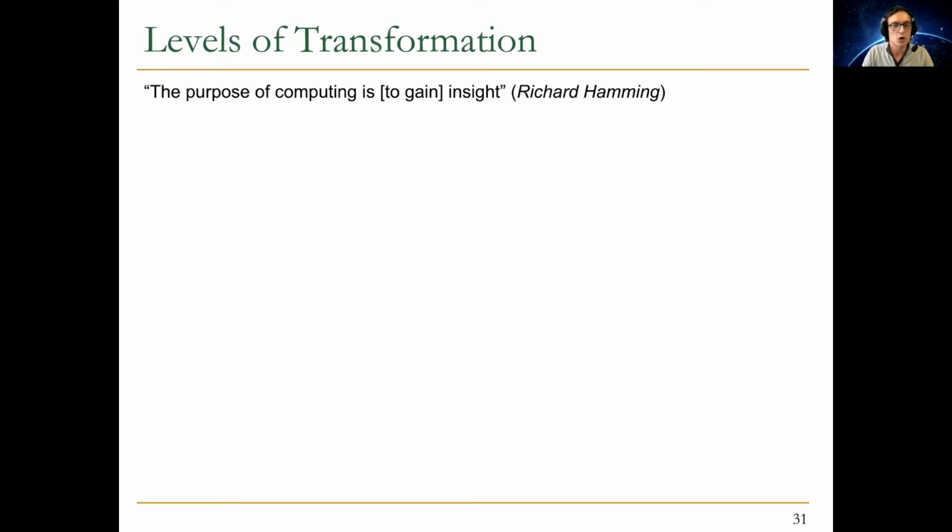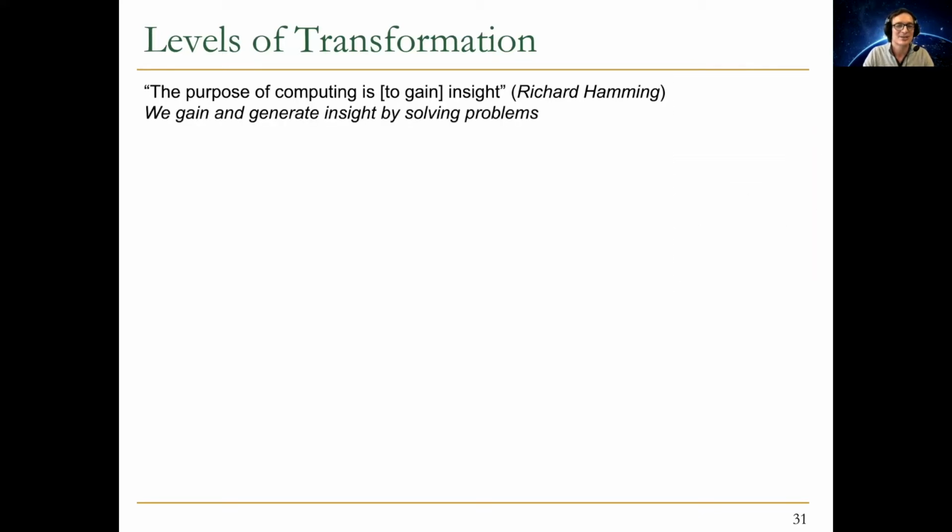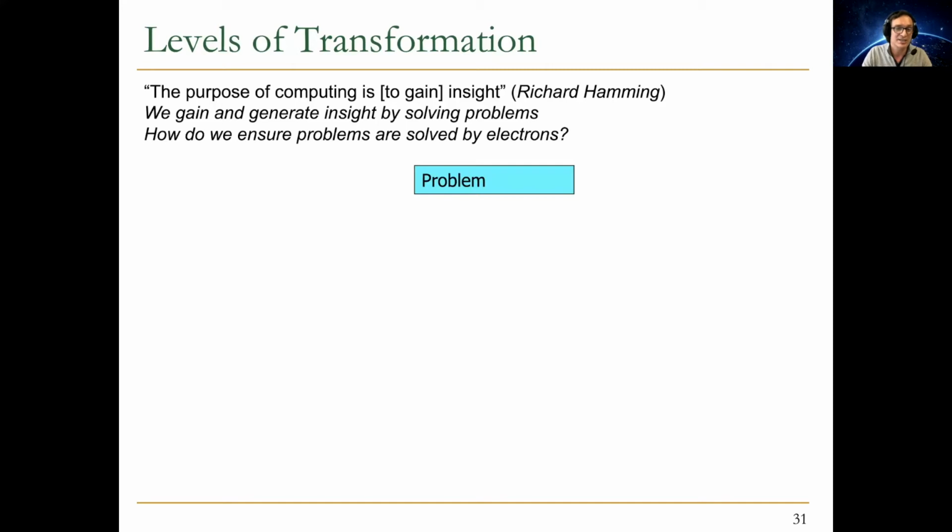Let me go into a little bit more of this. I'm not going to go into a lot of detail. Your recommended books cover the levels of transformation, especially the Patt and Patel book. As I mentioned, the purpose of computing is to gain insight, and this is Richard Hamming with his cat, as you can see over there. And we gain and generate insight by solving problems. The key question is, how do we ensure problems are solved by electrons? Essentially, that brings us to the transformation hierarchy. So let me go into a little bit more detail on it.